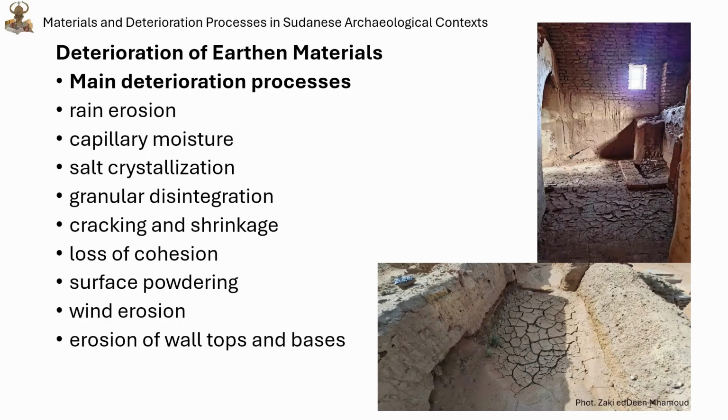Wind erosion also can gradually remove material, especially from unprotected surfaces, and also wall tops and wall bases are particularly vulnerable. Wall tops receive direct rain and solar exposure, while wall bases are affected by water runoff, capillary moisture, and erosion.